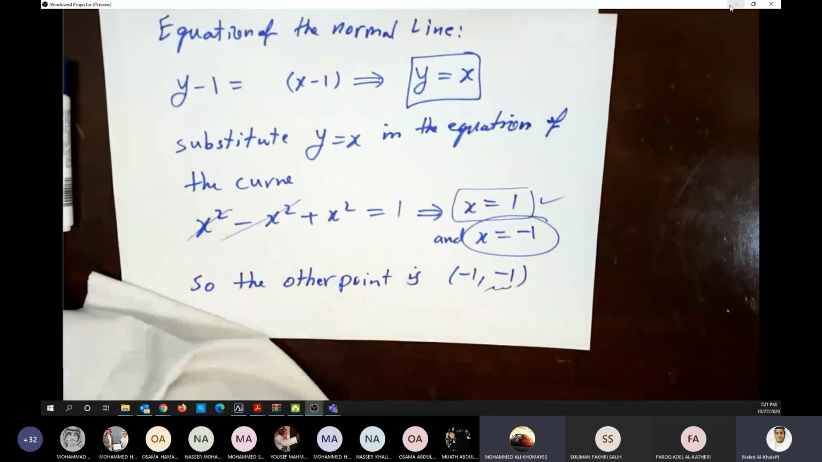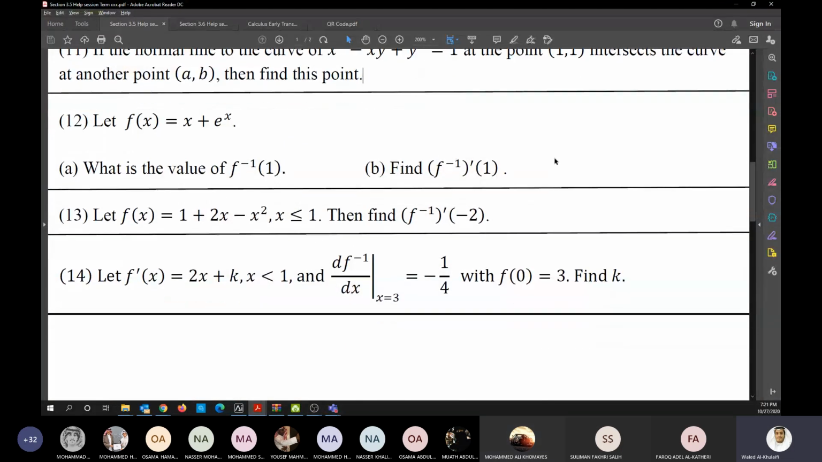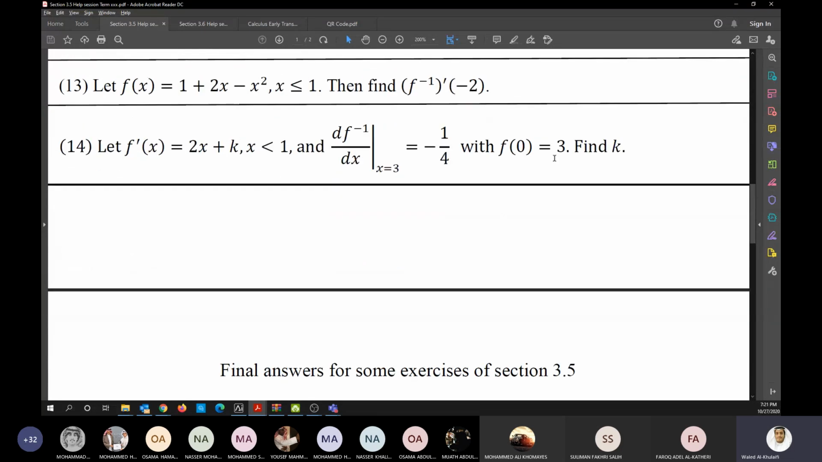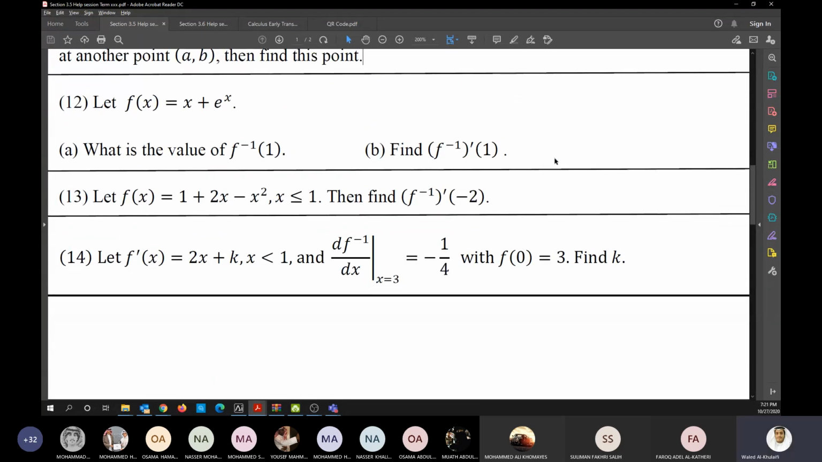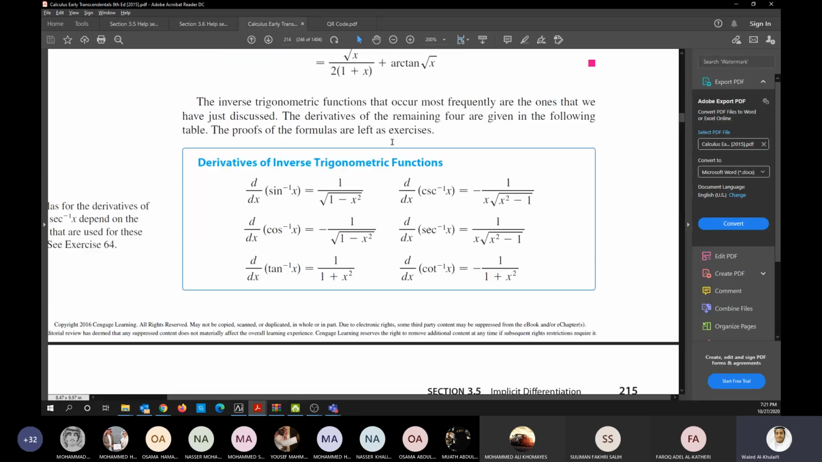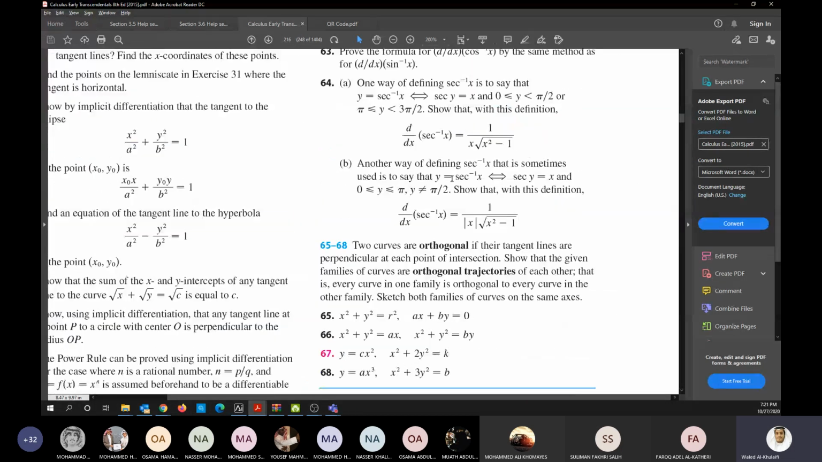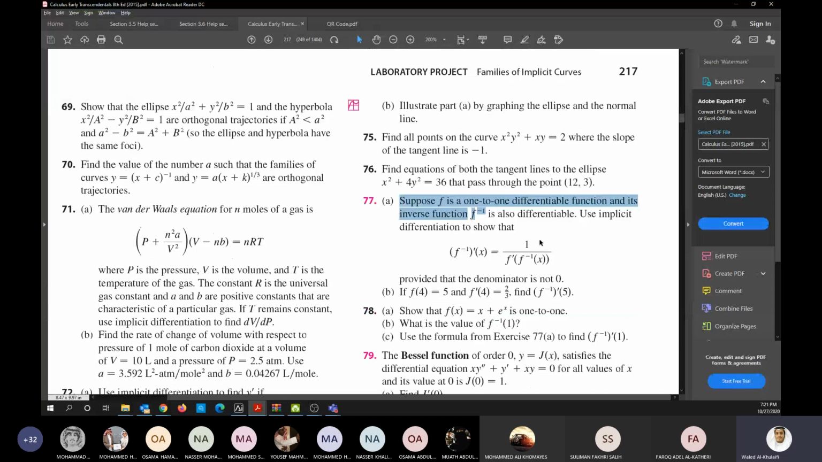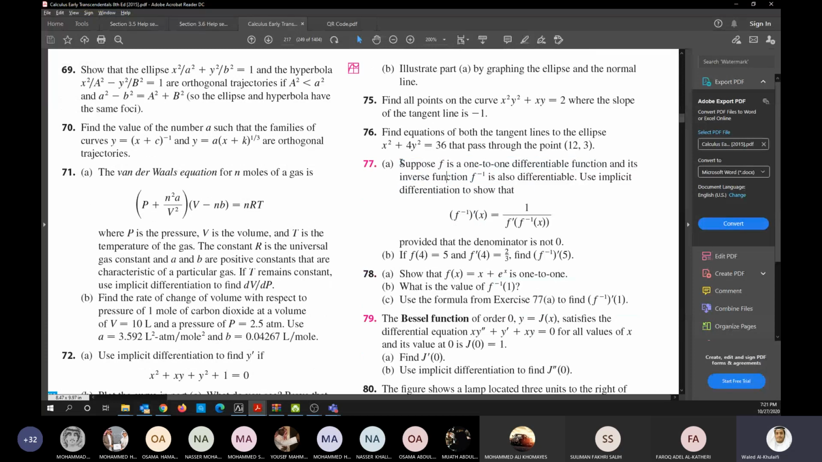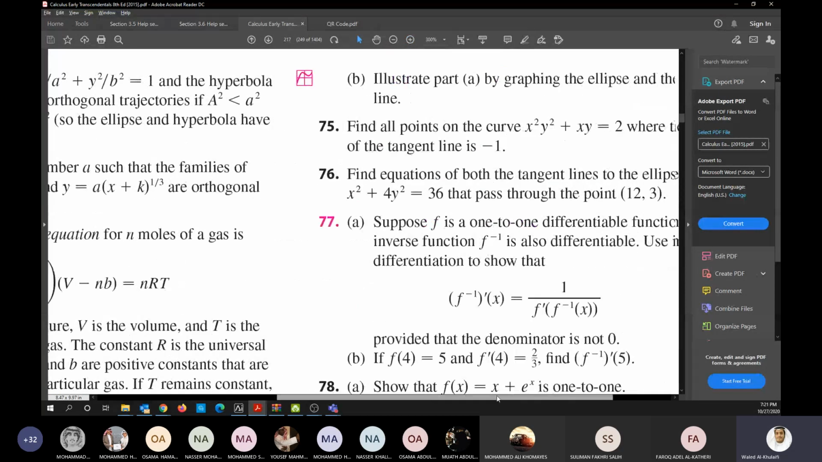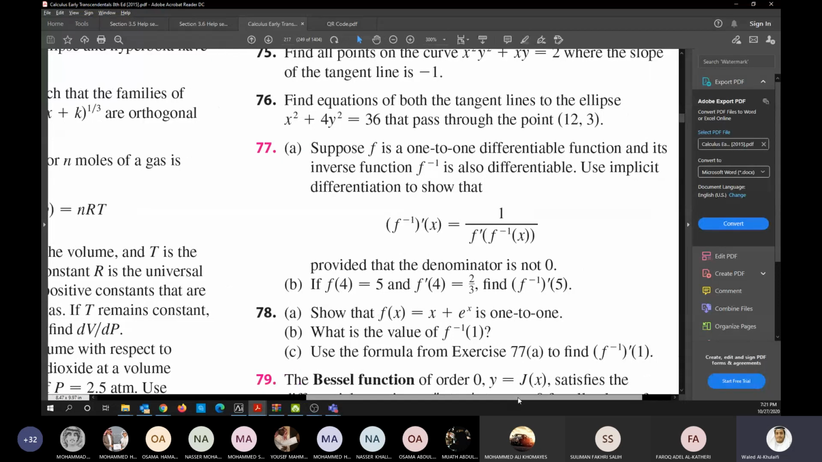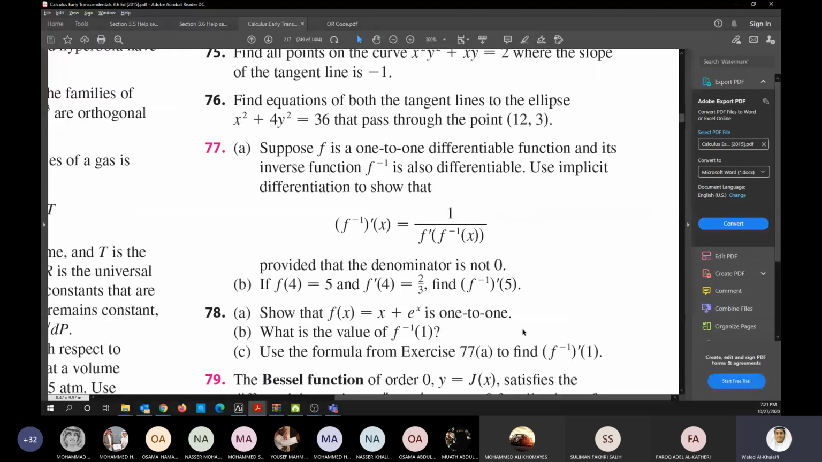Okay, thank you. The last part of this implicit differentiation is the derivative of the inverse function. Let me move to that exercise. This is in the textbook, guys, exercise 77. This is an exercise that you need to focus on. It is included in the material, it is not optional. No, it is mandatory that you need to know.